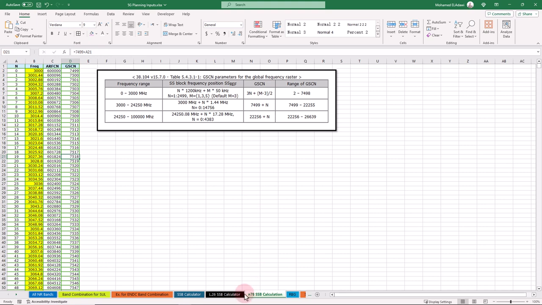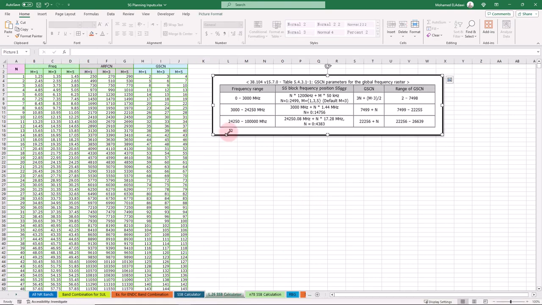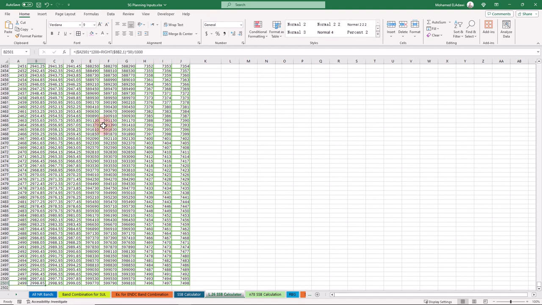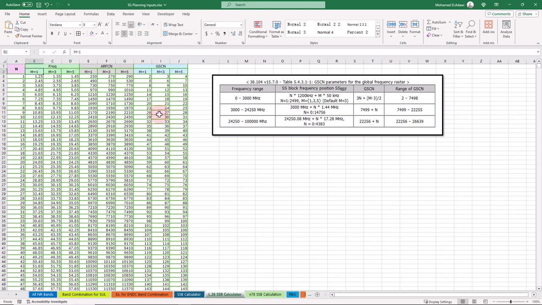So this is straightforward. The more complicated one is, for example, assuming that you have the 2.6 band here. As you know, this is again starting from 0, right? The frequency range is starting from 0 till 3000. So the first one, for example, is starting from 1, and the end will be till 3000 almost. But this time, it moves each 1.2 megahertz, right? As you can see, this is 1200 kilohertz divided by 1000. So it should move each 1.2 megahertz.